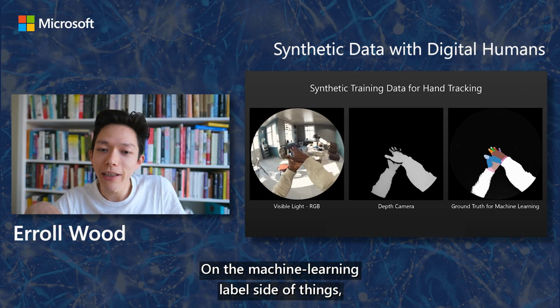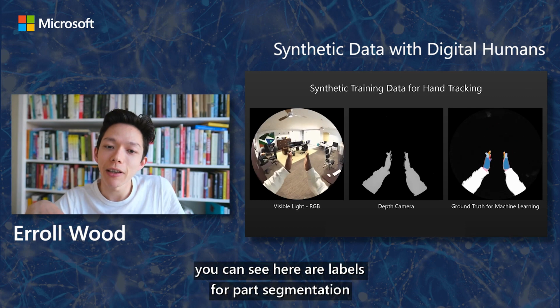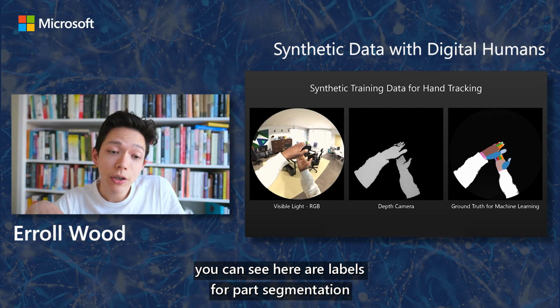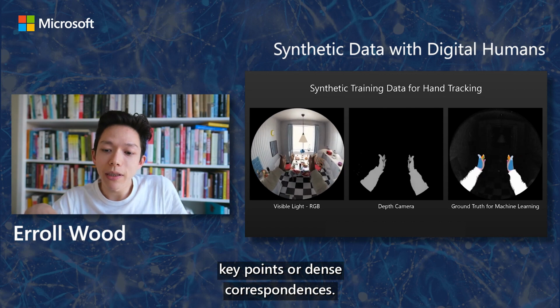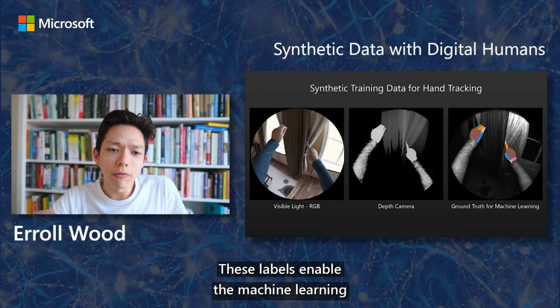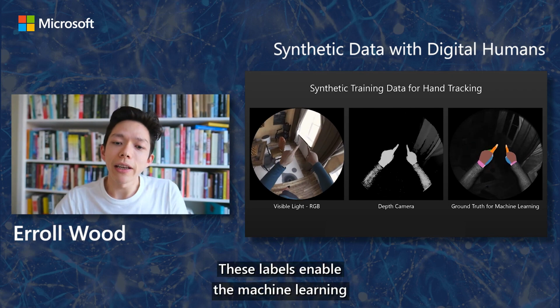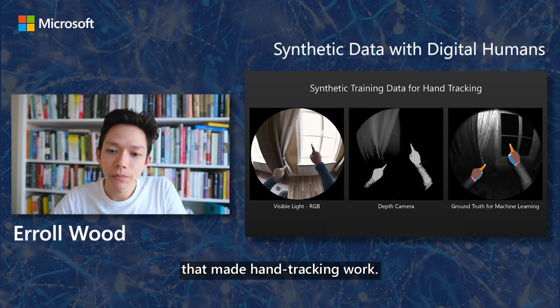And on the machine learning label side of things, here you can see labels for part segmentation, but we also have labels for key points or dense correspondences. And these labels enabled the machine learning that made hand tracking work.